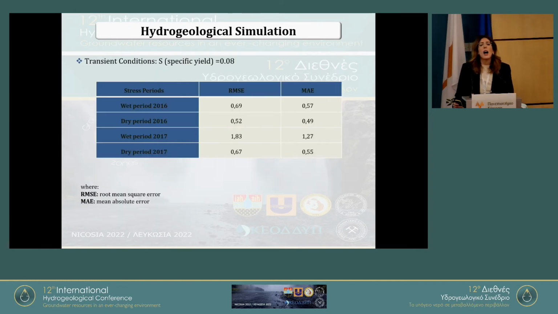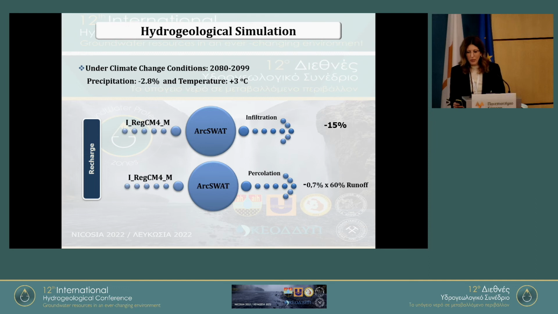Similar results are obtained under the transient conditions. The statistical methods show the accuracy of the simulation. Then the coastal aquifer was simulated under the climate change condition.